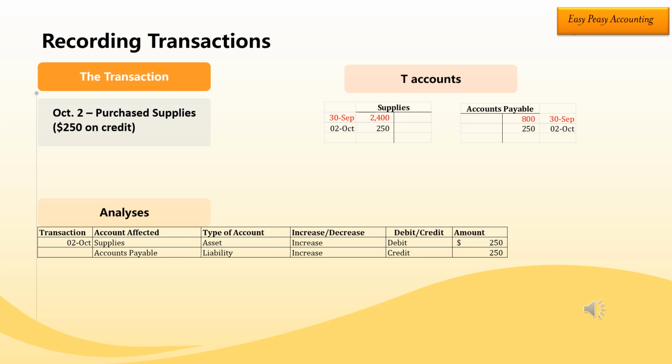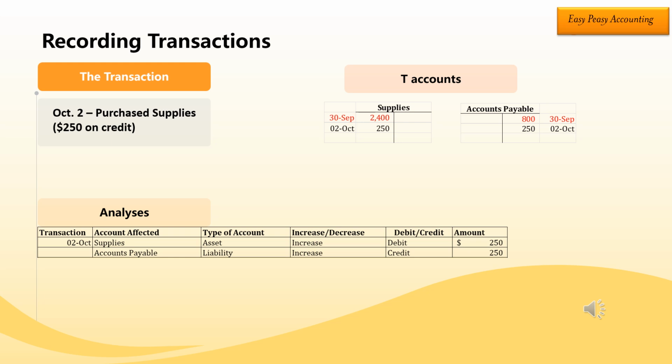Transaction breakdown. October 2nd, purchase supplies $250 on credit. Transaction date, October 2nd. Accounts affected, supplies and accounts payable. Type of account, supplies are an asset, accounts payable are a liability. Supplies increased $250. Accounts payable increased $250.